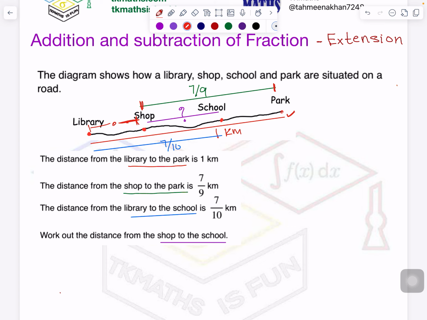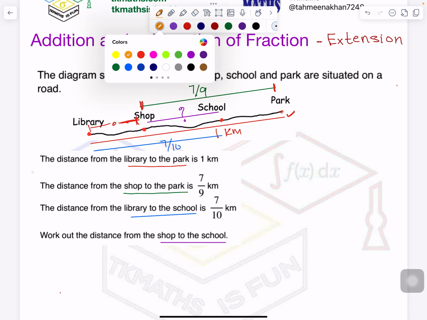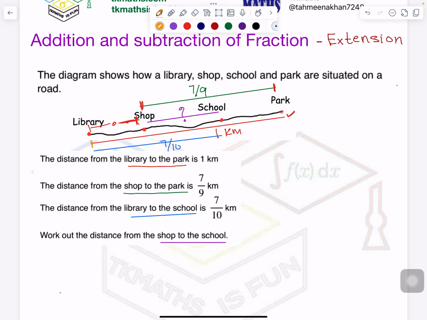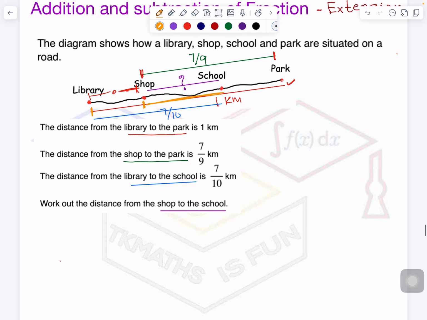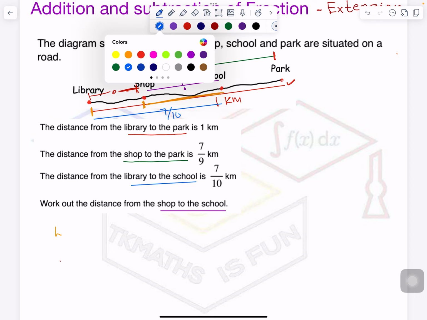Then you also know the distance in blue from library to school. So from library to school, if you minus this part, then what is left here? Only this part, which is the question. Makes sense? Now put video on pause and solve it. I'm solving here. So I am saying from, let me change the color, library to shop is blue color. I'm using the same color so that you can make connection.